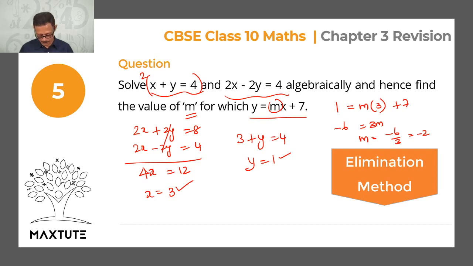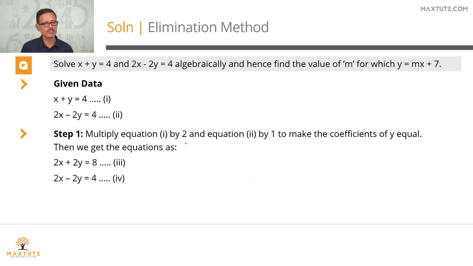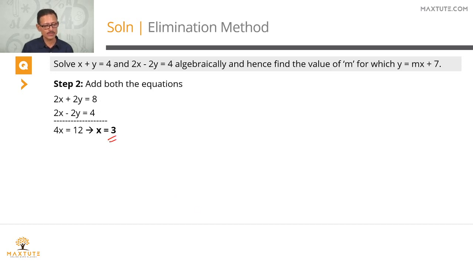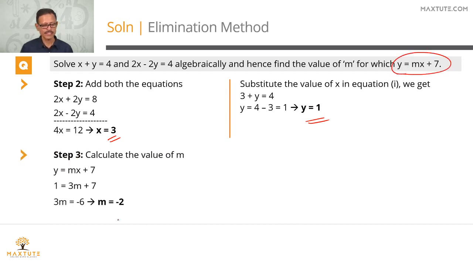Quickly run through this, recap it in a printed form. These are the two equations. We are multiplying the first equation by 2 so that the coefficient of y becomes the same. And then we are adding these two equations, y gets cancelled. 4x equals 12 or x is equal to 3. Substituting the value of x as 3 in the first equation to get the value of y as 1. Plugging in the value of y as 1 and x as 3 in this equation to find the value of m to be equal to minus 2.